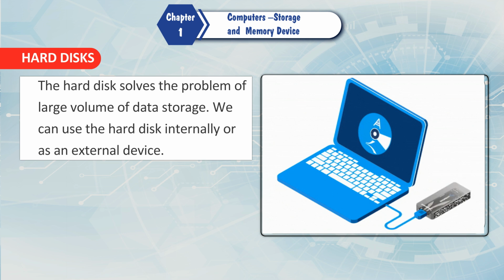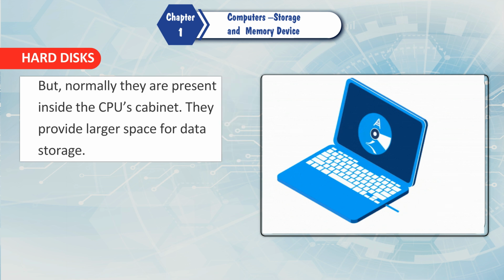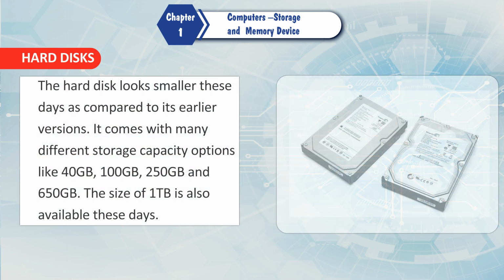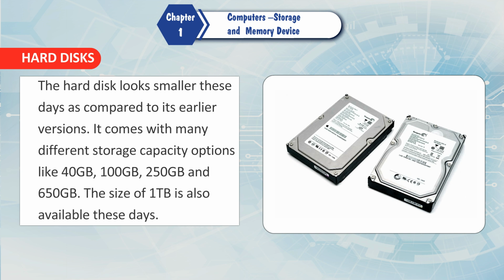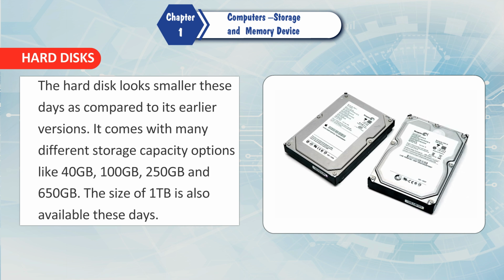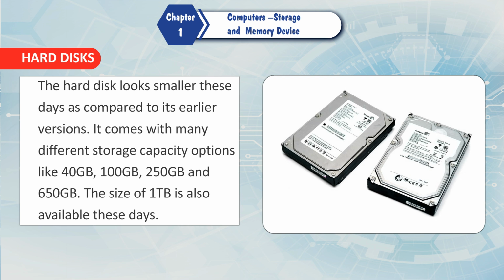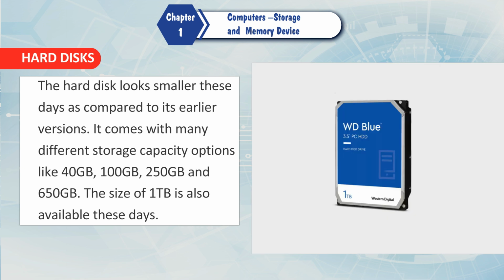We can use the hard disk internally or as an external device, but normally they are present inside the CPU's cabinet. They provide larger space for data storage. The hard disk looks smaller these days as compared to its earlier versions. It comes with many different storage capacity options like 40 GB, 100 GB, 250 GB and 650 GB. The size of 1 TB is also available these days.